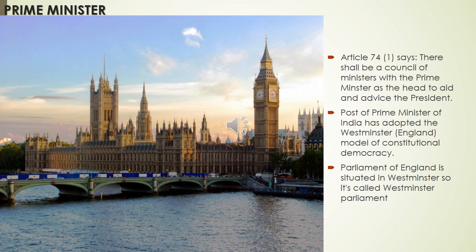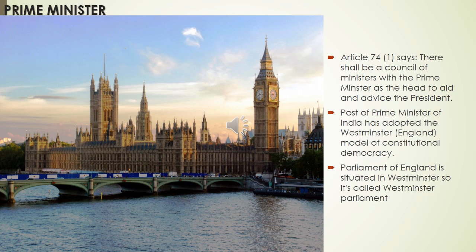So the post of Prime Minister of India has adopted the Westminster model. Westminster is in England. The Parliament of England is in a place called Westminster. It is a part of London, with the Houses of Parliament. So the post of Prime Minister of India has adopted the Westminster model of constitutional democracy.